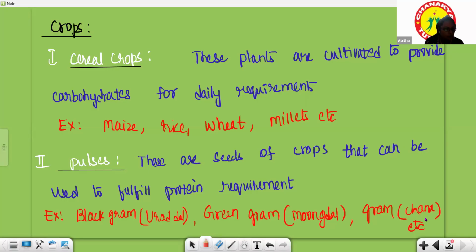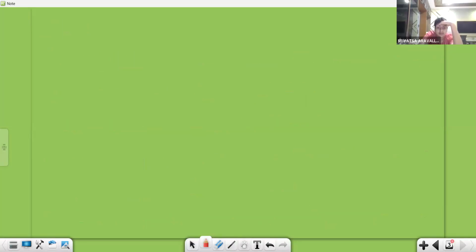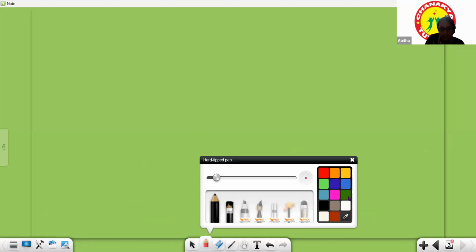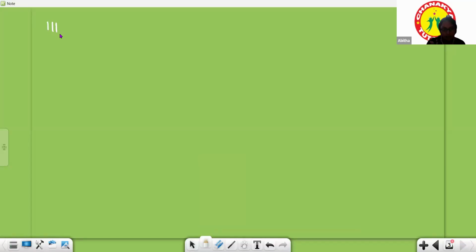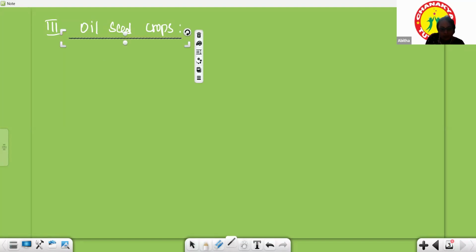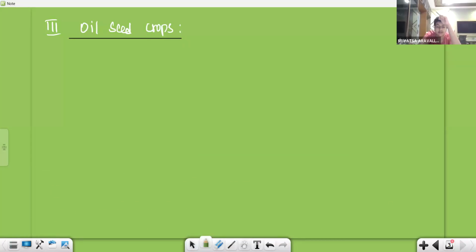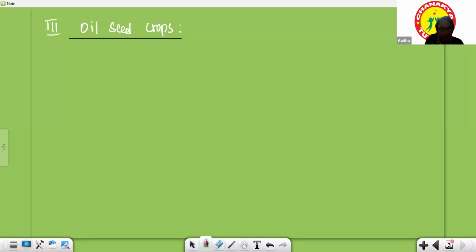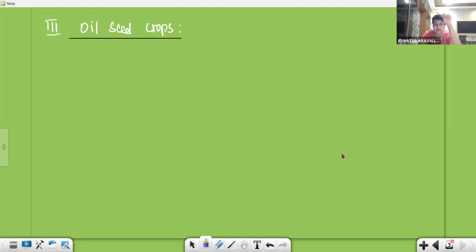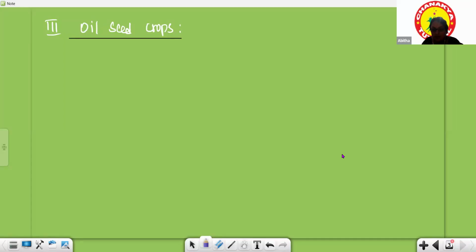Next type of crops are oil seed crops, whichever give oil. Whatever edible oil you use comes from seeds. What oils do you know, Srivatsa? Coconut oil, very good. Navratna oil is a brand. What are the edible oils used for cooking?